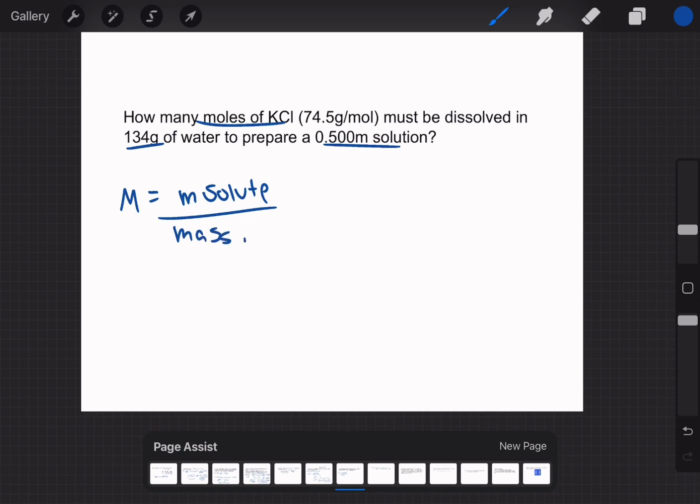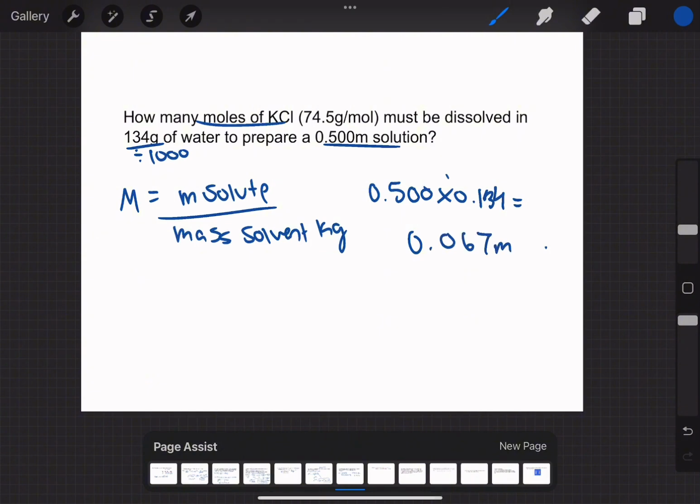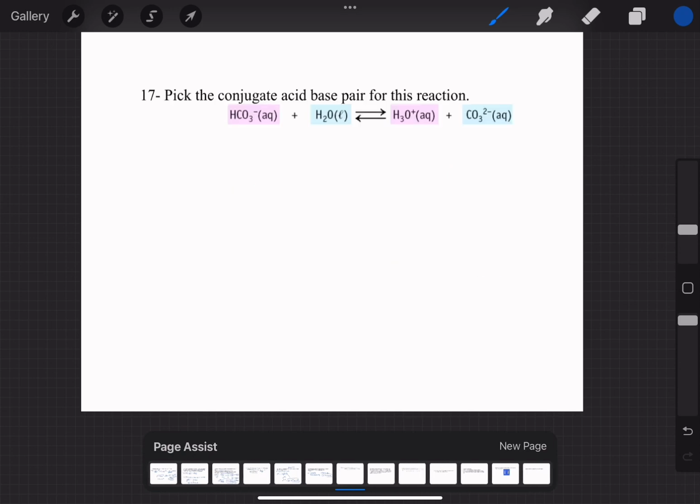Okay, and in order to find moles, we're going to just do molarity, which is moles of solute over mass of solvent in kg. That's going to be 0.00 molarity times 0.134, which then gives you 0.67 moles. We don't have moles, and all we have to do is just multiply the two.